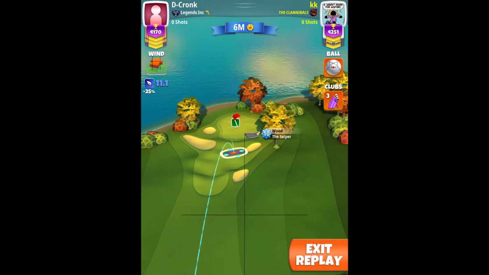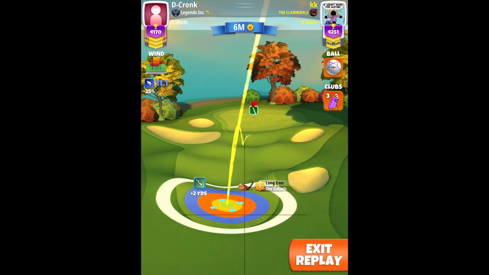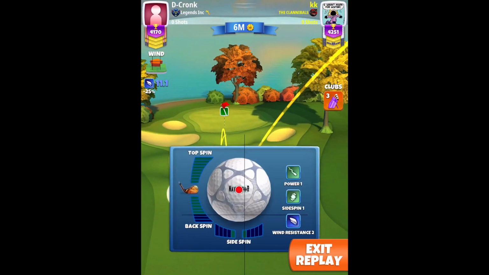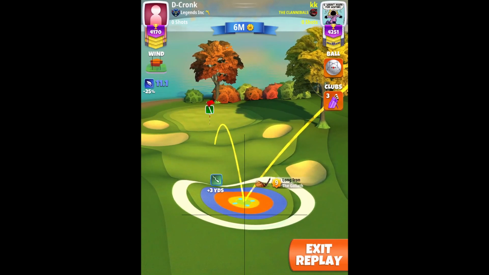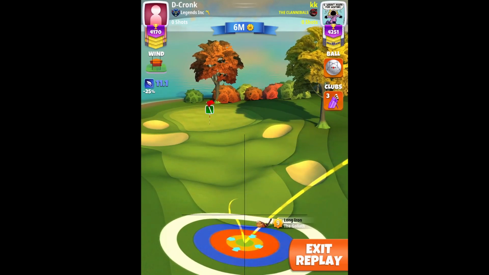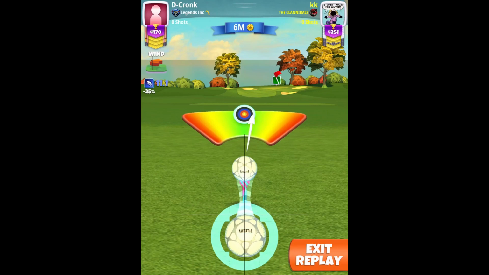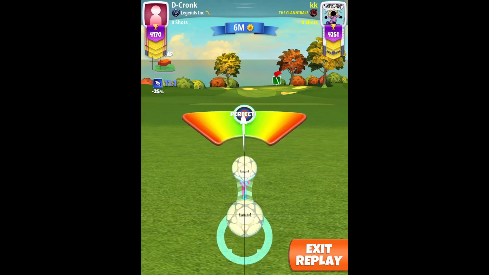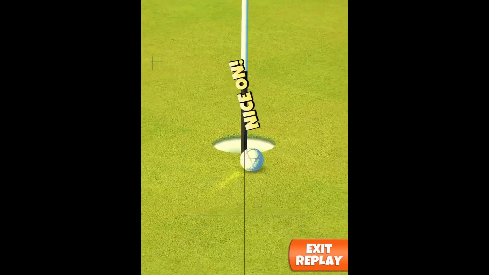Here's one that's more of a straighter tailwind. And I'm gonna do about 0.3 backspin. Plus 20% max. Very close.